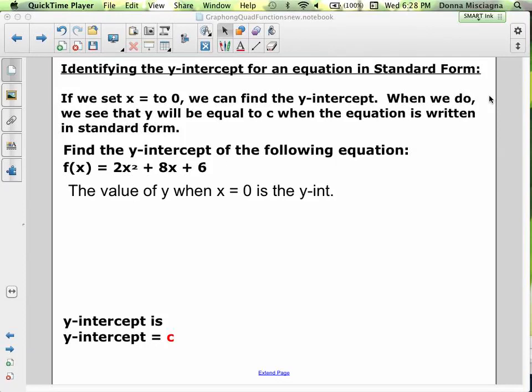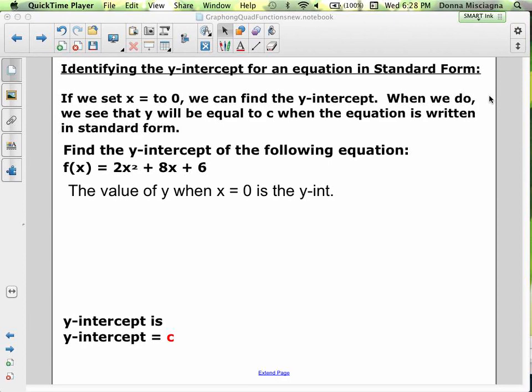Welcome. So now we're going to be looking at finding the y-intercept in all of our different formats: standard form, vertex form, and intercept form. If we set x equal to 0, we can find the y-intercept. When we do, we can see that y will be equal to c. Remember, we have ax squared plus bx plus c. C is the constant term when the equation is written in standard form.